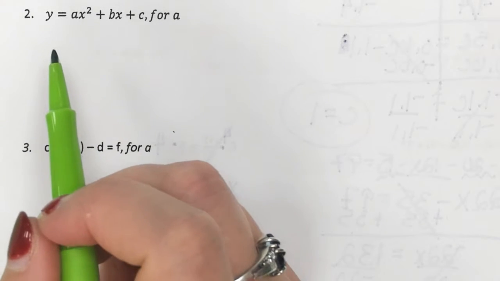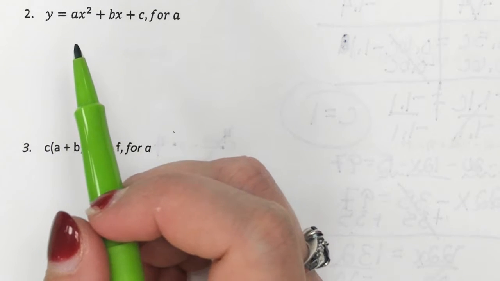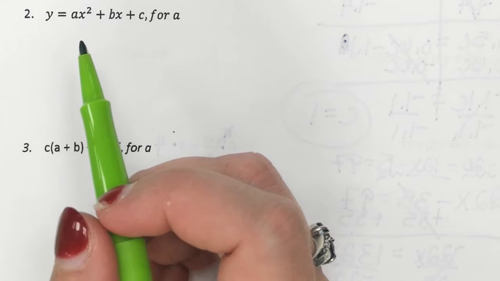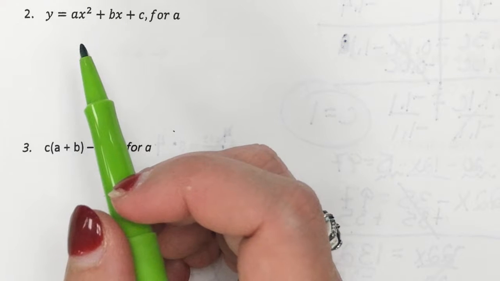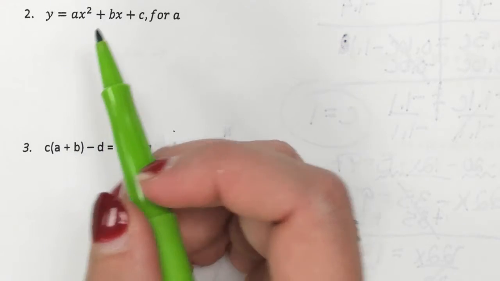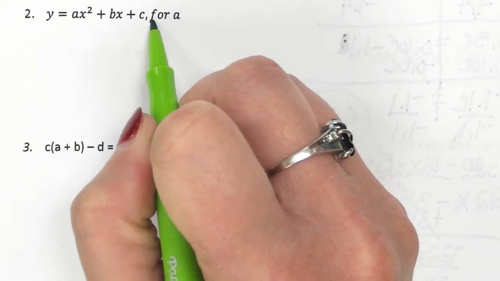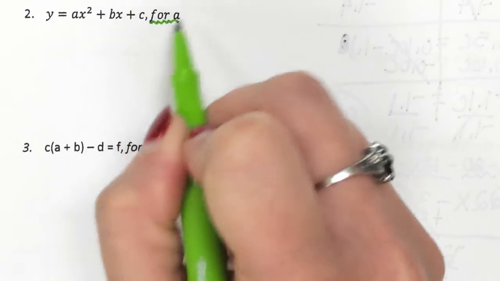Alright, here we go. Number 2. Number 2 is different, okay? We're doing the exact same thing, but what do you notice? There's no numbers, right? What does it tell you to solve for right here? A. For A, okay? That's not part of the problem.